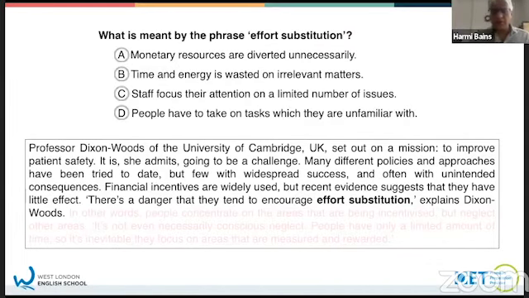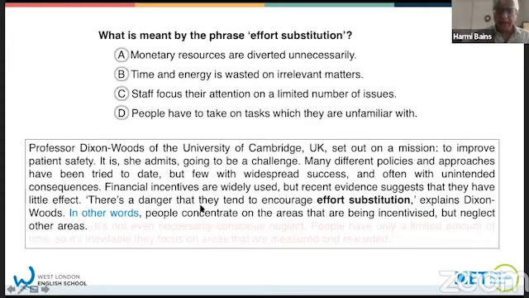In fact, you have a quote saying there's a danger that they tend to encourage effort substitution. So she's talking about financial incentives. They encourage effort substitution. We still don't know what that means. But then here, in other words, the writer is now going to explain what effort substitution means. And the writer tells you that people concentrate on areas that are being incentivized, but they neglect other areas.